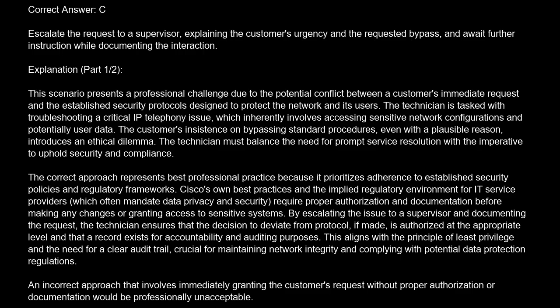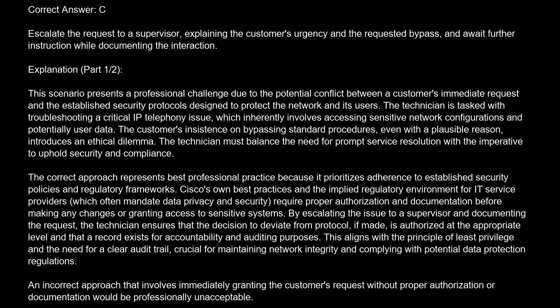The technician is tasked with troubleshooting a critical IP telephony issue, which inherently involves accessing sensitive network configurations and potentially user data. The customer's insistence on bypassing standard procedures, even with a plausible reason, introduces an ethical dilemma. The technician must balance the need for prompt service resolution with the imperative to uphold security and compliance. The correct approach represents best professional practice because it prioritizes adherence to established security policies and regulatory frameworks.